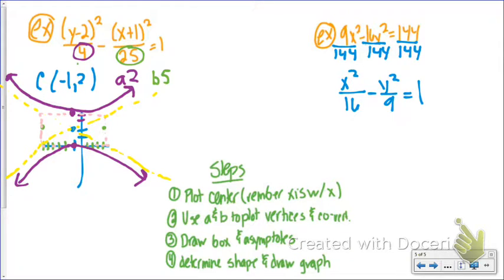Now I can find my center pretty easily, and I can find my a and b values. So let's start with that. Your center here should hopefully be pretty simple. There's no shifts, there's no changes. Your center is just 0, 0.